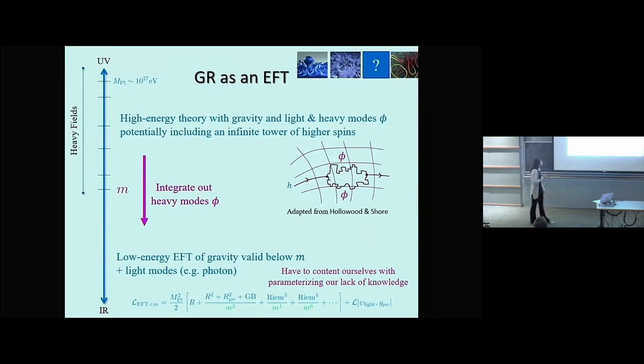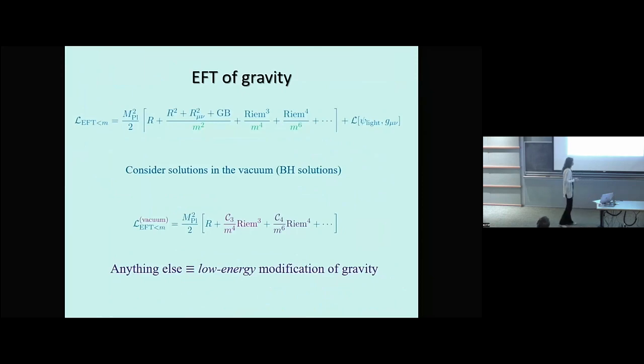If you had some lower spin, it's really at loop level, and so this M is not the mass of this field, it's suppressed by the Planck scale as well. Now, I'll be interested in applying this in the context of black hole or vacuum solutions in 4 dimensions. So up here you have your effective field theory of this form.